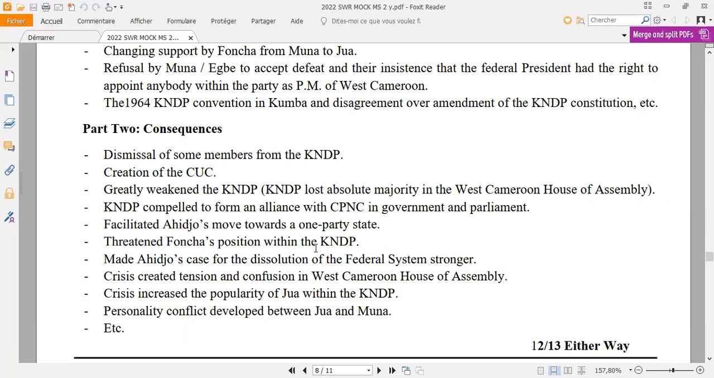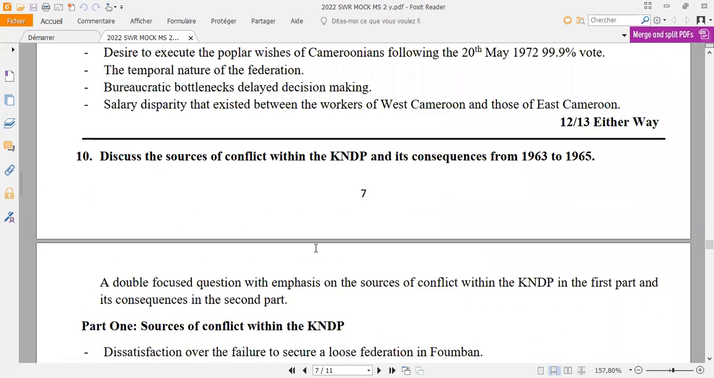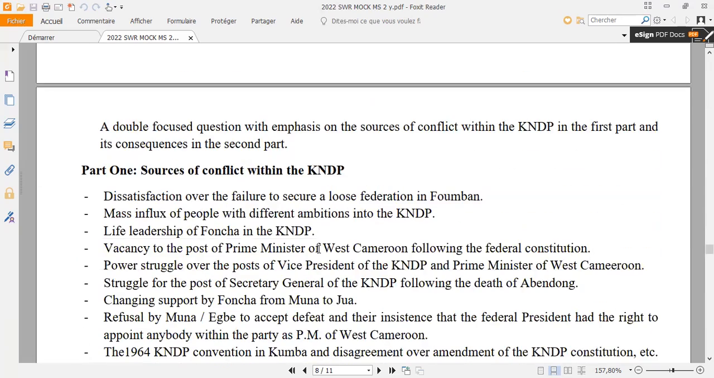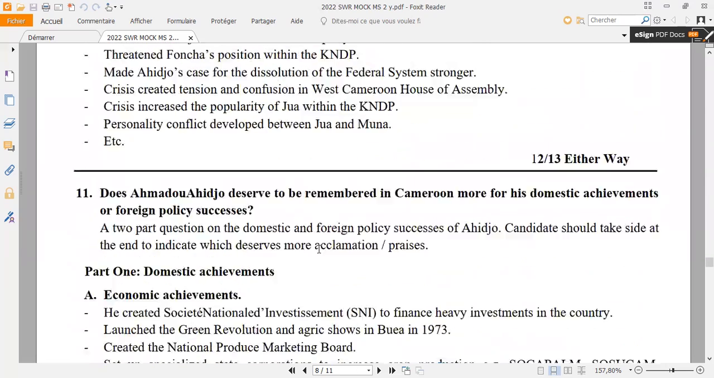The crisis created tension and confusion in the West Cameroon House of Assembly. The crisis increased the popularity of Joa within the KNDP. A personality conflict developed between Joa and Muna. So the first part of this question says discuss the source of conflict within the KNDP and its consequences from 1963 to 1965. The first part is focused on the causes of the KNDP crisis, and the second part is focused on the consequences.